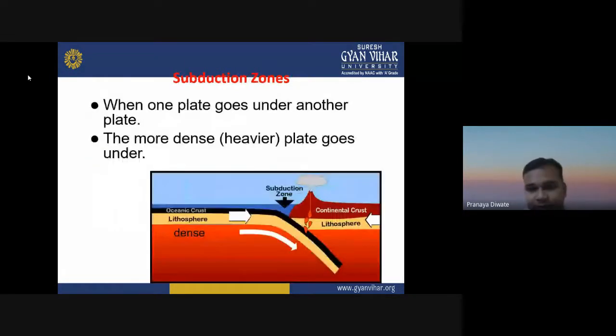Then you have a subduction zone. When one plate goes under another plate, that is known as the subduction zone boundary. The more dense plate goes under.